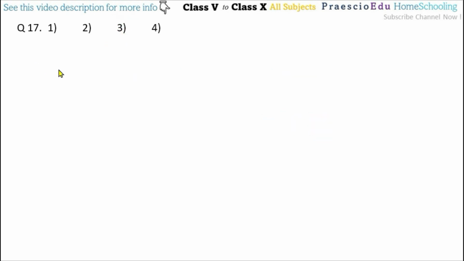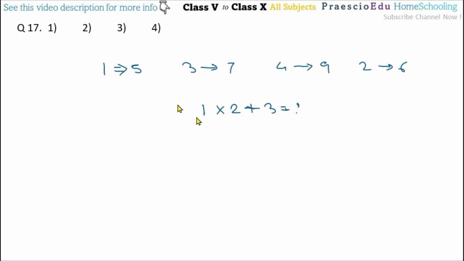Then question number 17. In a code language, 1 is called 5, then 3 is called 7, then 4 is called 9, and 2 is called 6. Then 1 multiplied by the addition of 2 and 3 is equal to how much? So 1 is called 5, we will replace it, multiplied by 2, which is called 6, and then addition of 3, which is called 7. This multiplication we will do first. 5 sixes are 30, and then addition of this 7. So 30 plus 7 is 37, and 37 is given in option number 4.